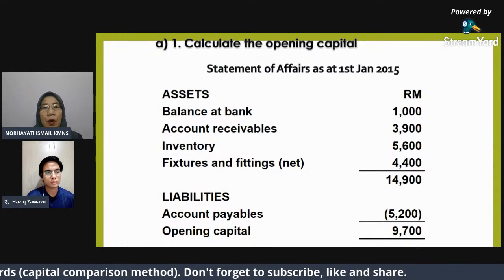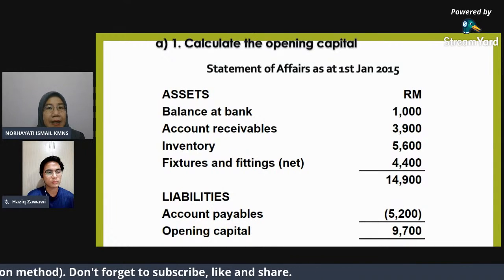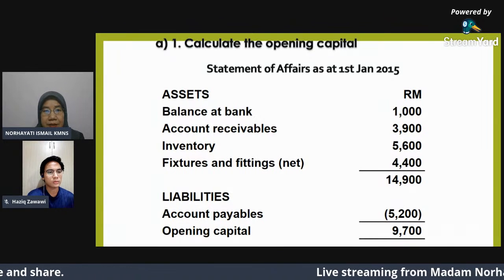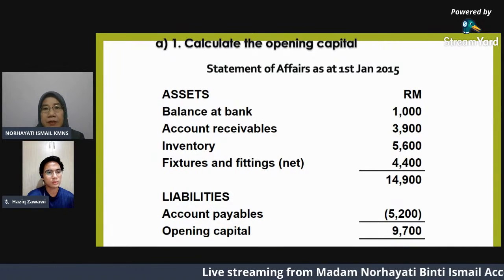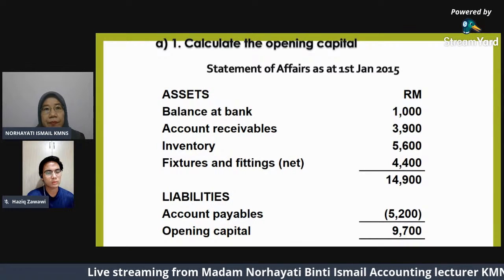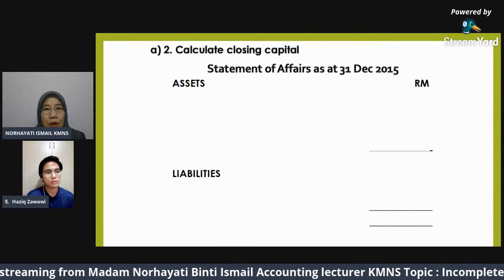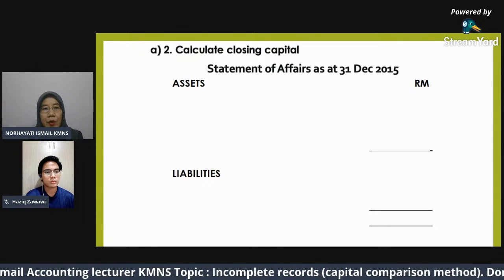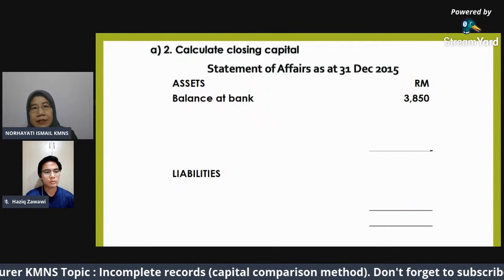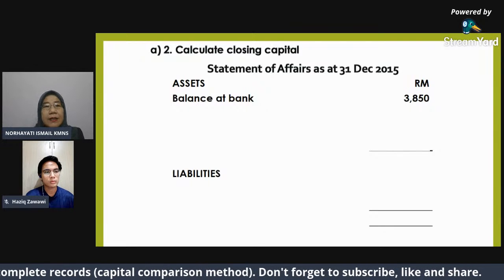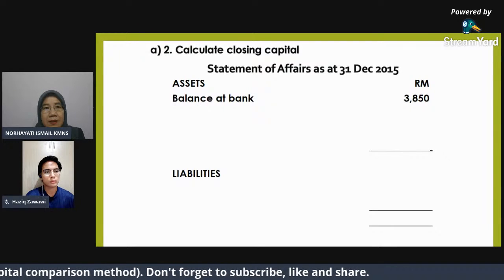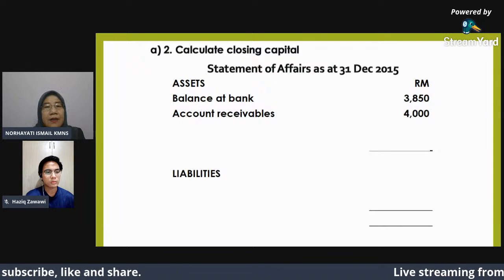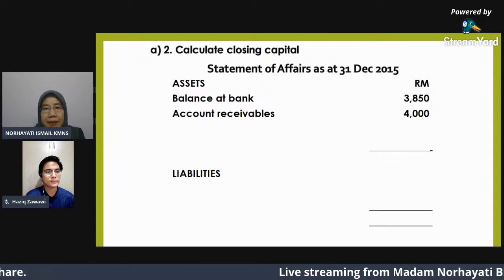What is the formula? The beginning asset less the beginning liabilities. So this is the first step that you have to follow. And the second one, you have to calculate the closing capital. What is the formula? Yes, you still have to prepare the statement of affairs. So the statement of affairs is the list of assets less the list of liabilities.